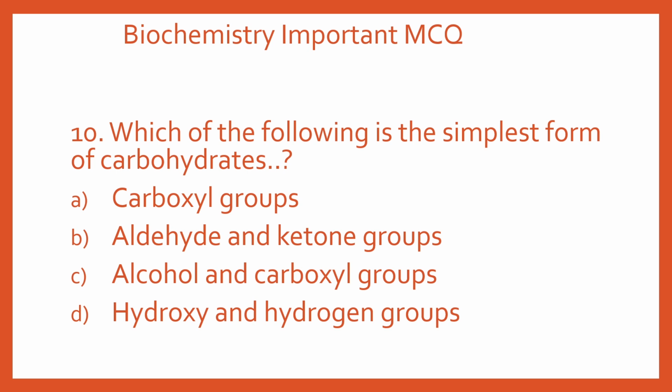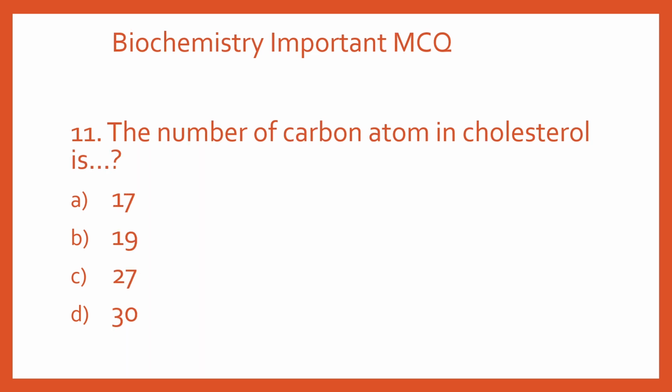So the option here is aldehyde and ketone group. There is no sugar with alcohol and carboxyl groups, or hydroxyl and hydrogen groups. No. We only have sugars in the simplest form that have what? Aldehyde and what? Ketone groups. And we call them aldoses and what? Ketoses.